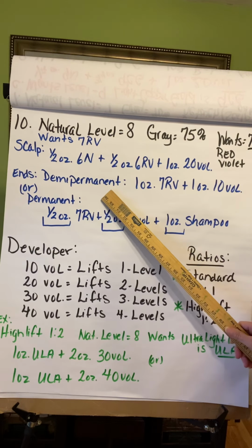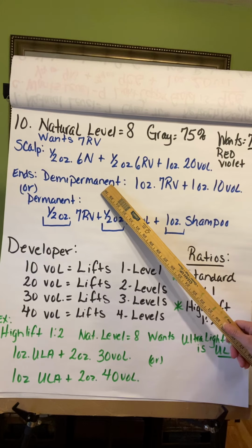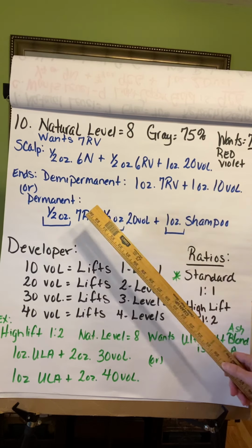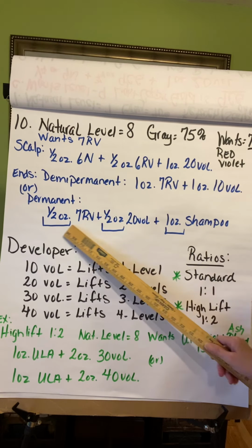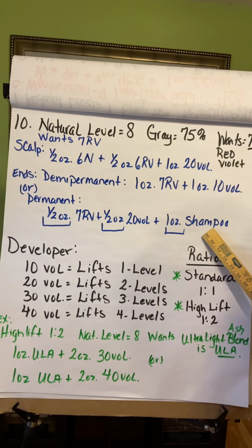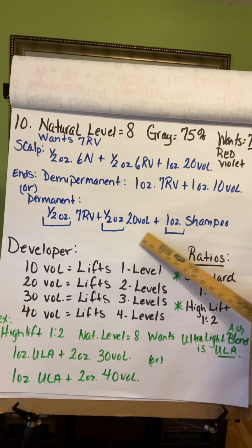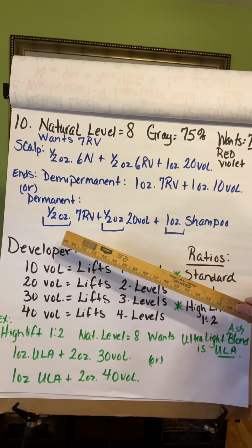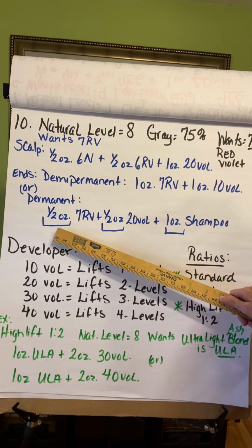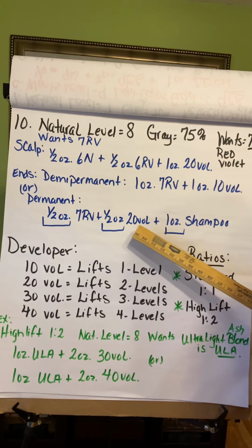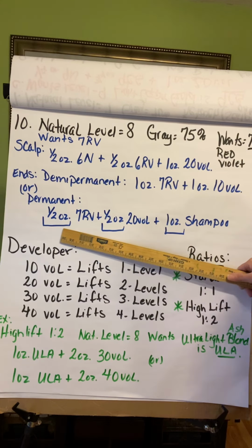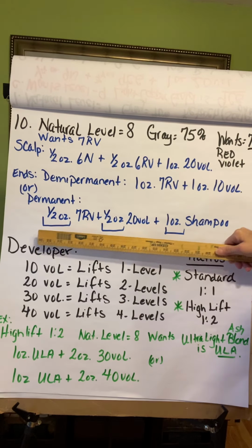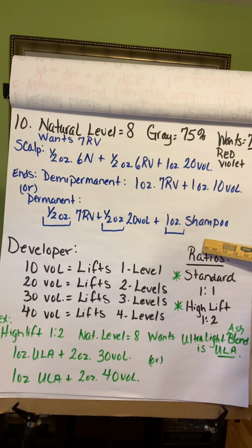So if you're going to use demi on the end, you got to put it in your formula. And if you're going to use regular permanent color, you have to add the shampoo. You have to write out the formula. You just can't say regular formula and add shampoo. I want to know that you know how to do it. And this is how it has to be written on the paper, okay? If you're doing the shampoo.